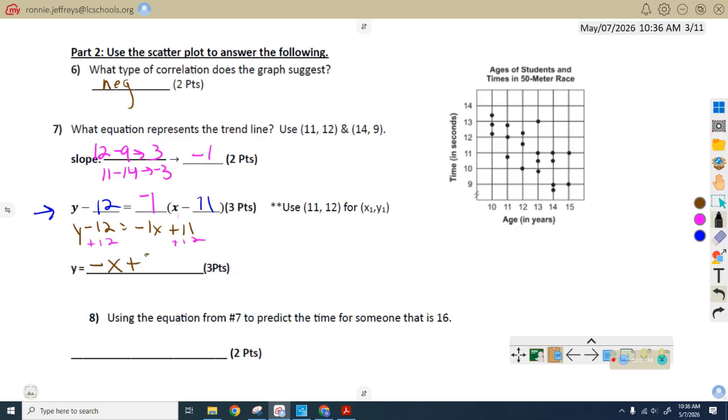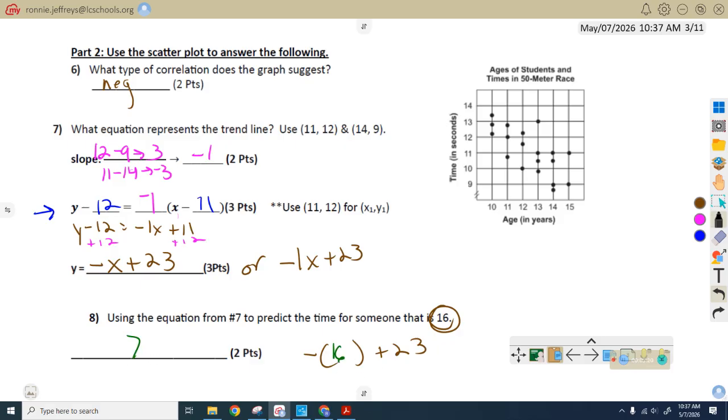negative x plus 23. So you could put negative x, or you could put negative 1x. Either one is okay. We should know this by now. If you don't, please start a GoFundMe to buy a clue. Okay. All right. Now, number 8, it doesn't matter. You're looking for a long number on number 8 that you are going to plug in to what you got for number 7.